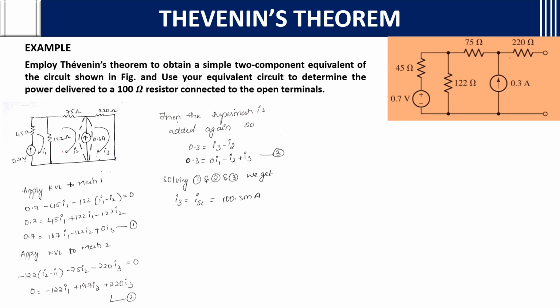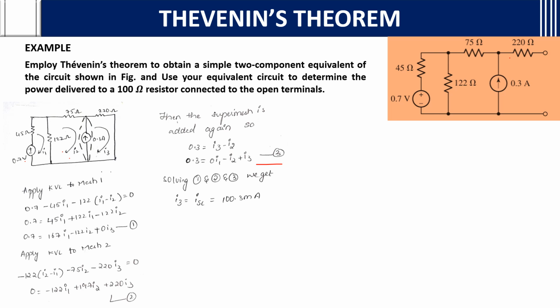By adding the super mesh, the current across this super mesh, 0.3, equals I3 minus I2. Okay, I3 minus I2. You will get the third equation. Why? Because there is no I1 component, so 0 I1. There is no I1 current in this. So minus I2 plus I3 equals 0.3 is the third equation. Okay.